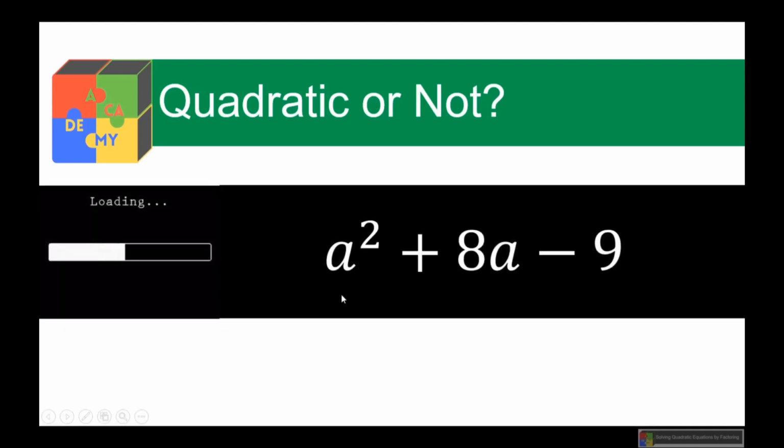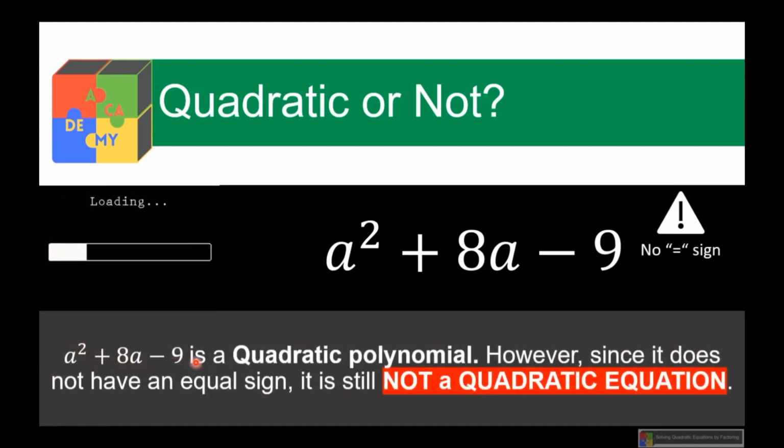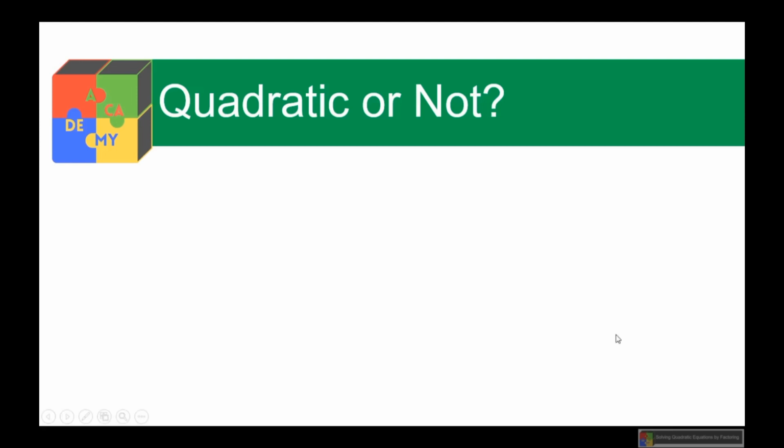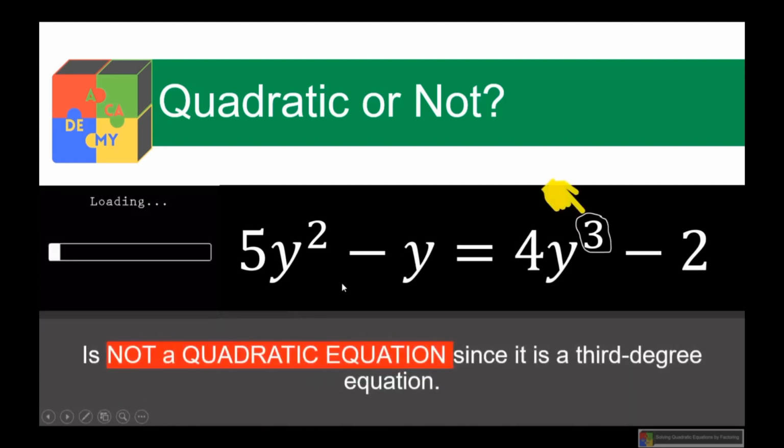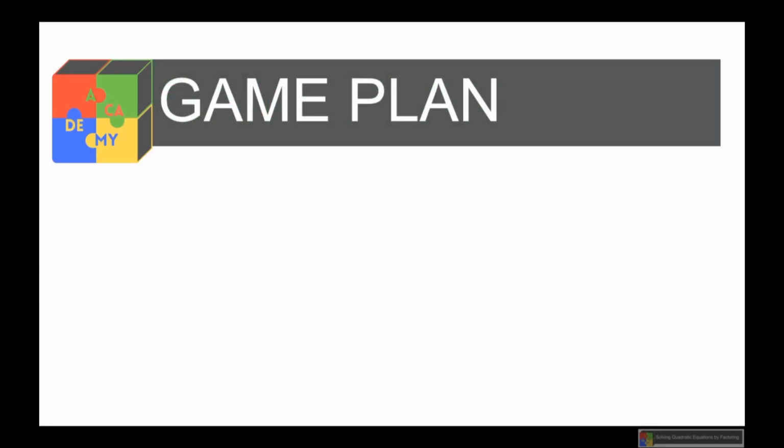Next one, a squared plus 8a minus 9. No, that is not a quadratic equation. Though it is a quadratic polynomial, we do not see an equal sign in that expression. Next, this could be the last equation. Try to determine whether the equation is quadratic or not. No, that is not a quadratic equation. Why? It is clear there is a raised to 3. That is a cubic, not a quadratic equation.